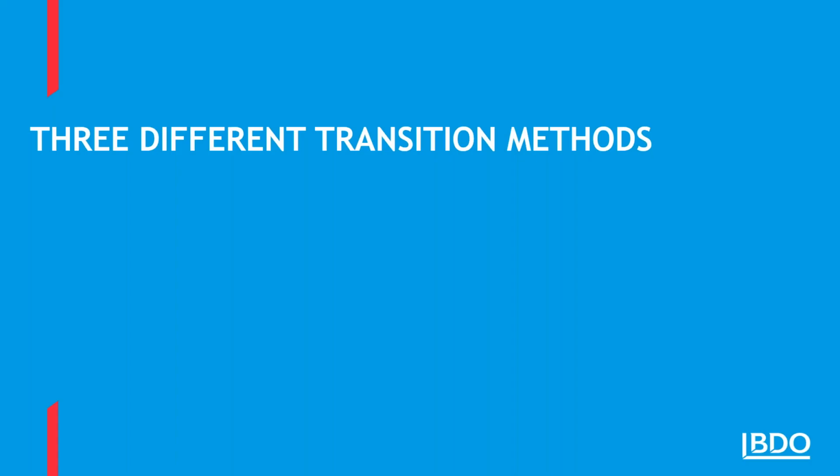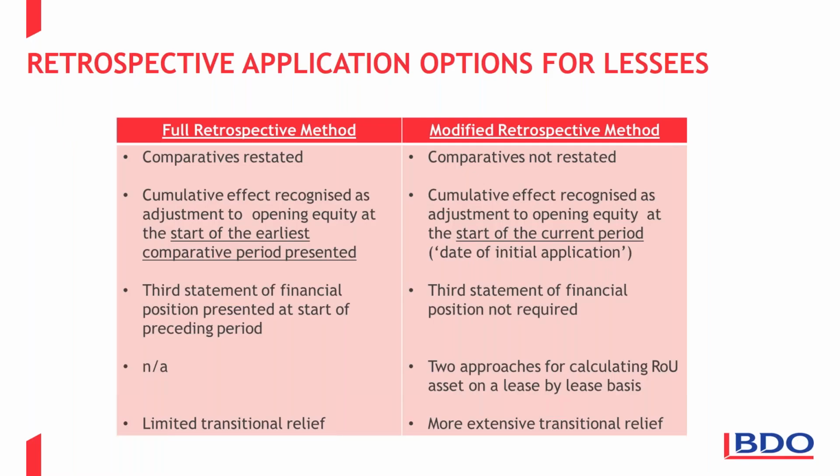So let's kick off and let's look at the 3 different transition methods. Now, first of all, when we look at transition methods, there are 2 main methods, and a lot of people would say there's only 2 methods, and that's being full retrospective and modified retrospective method. In actual fact, if you look at it very closely, you'll see that the modified retrospective method consists of 2 alternative ways to deal with the right of use asset. And therefore, realistically, there's 3 transitional methods available.